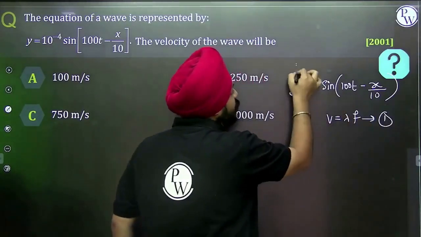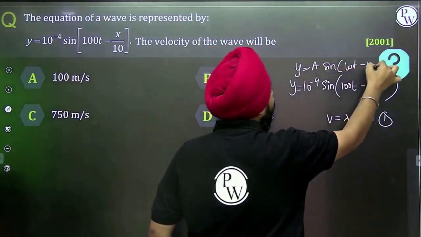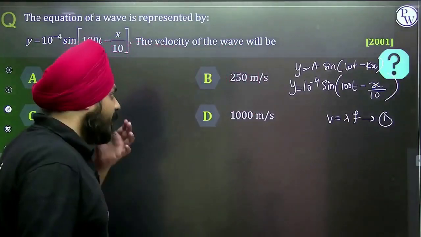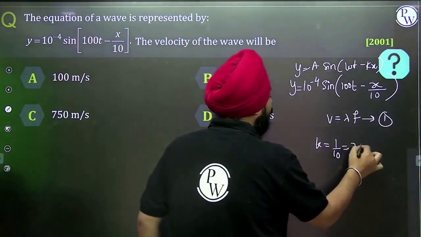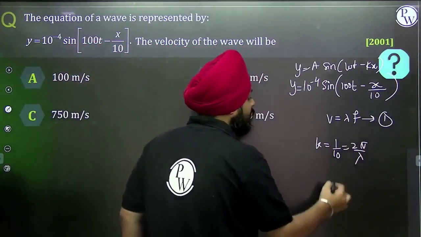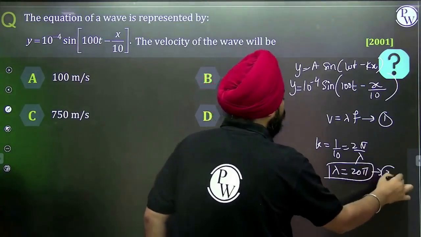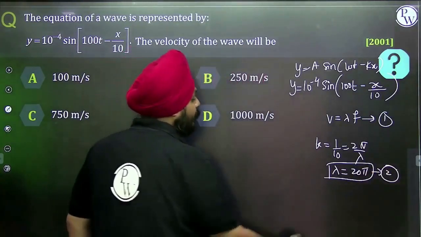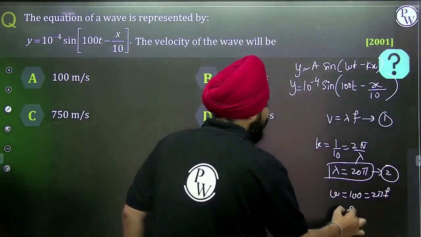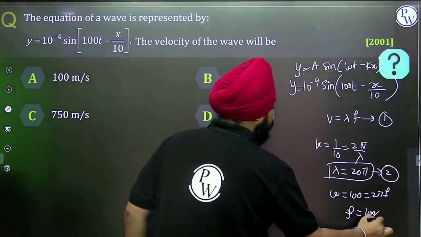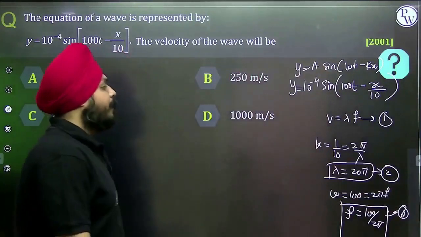If I compare this equation to the standard equation of the wave, it is omega t minus k x. So k is equivalent to 1 by 10, which is equal to 2 pi by lambda. So lambda is equal to 20 pi. Can I consider this equation number 2? Yes. Omega, which is 100, is equal to 2 pi f. So f is equal to 100 by 2 pi. Can I consider this equation number 3? Yes. Replacing 3 and 2 in 1.